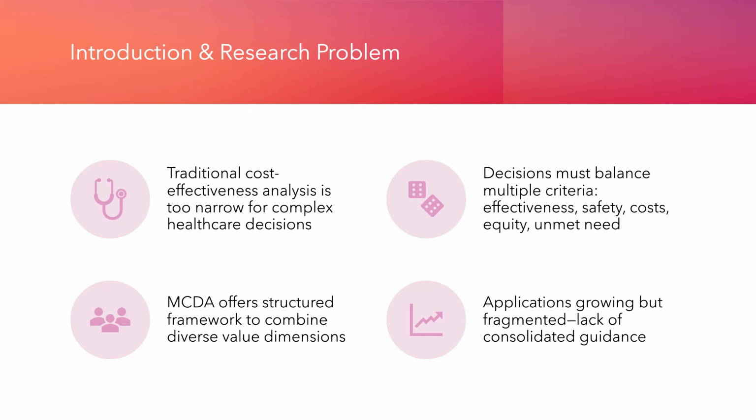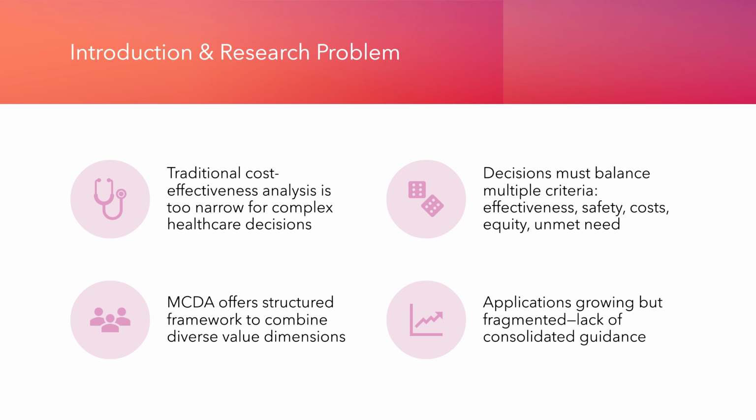But right now, a lot of these factors just get weighed informally in people's heads, which isn't very transparent or consistent. That's where MCDA comes in. It's supposed to give us a structured way to balance all these factors, but back in 2014, people were using it in all different kinds of ways, and there wasn't really any clear guidelines. So Marsh and his team wanted to take a step back and see what was actually happening out there.